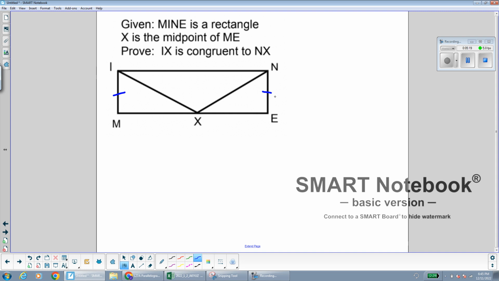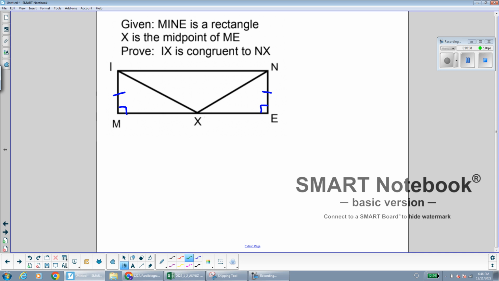So opposite sides are congruent. I do see triangles here, so I'm going to try to focus on the triangles because usually we're going to be proving triangles congruent to each other. The angles are right angles. And I see that the next given says that X is the midpoint of ME.